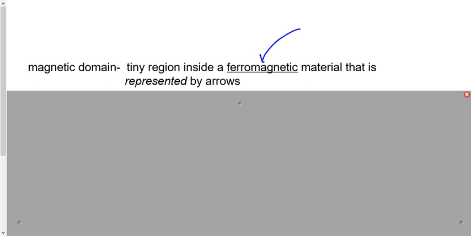a ferromagnetic material first. Does everybody know what a ferromagnetic material might be? Think of the word ferromagnetic and maybe where that word might come from. Metals that can be magnetic. Yeah, it's something that can become magnetized.